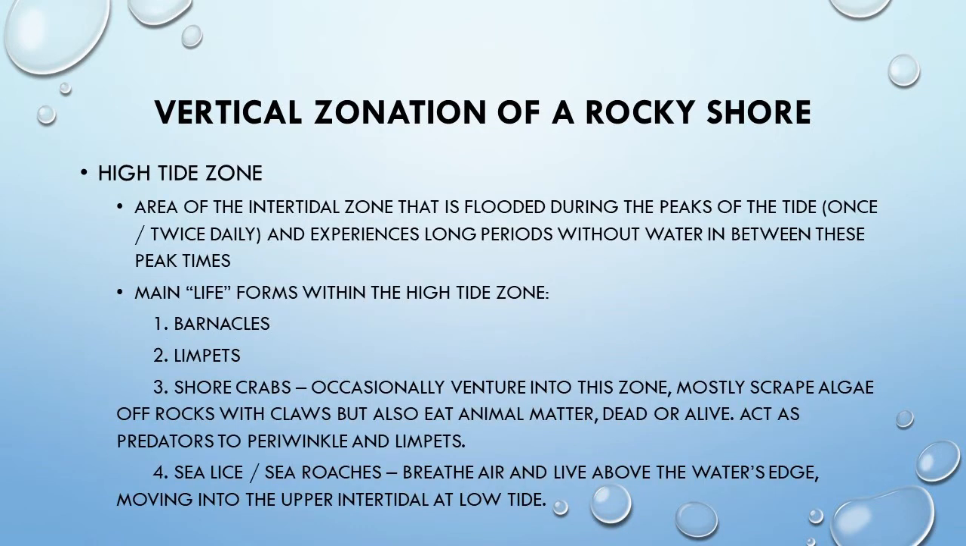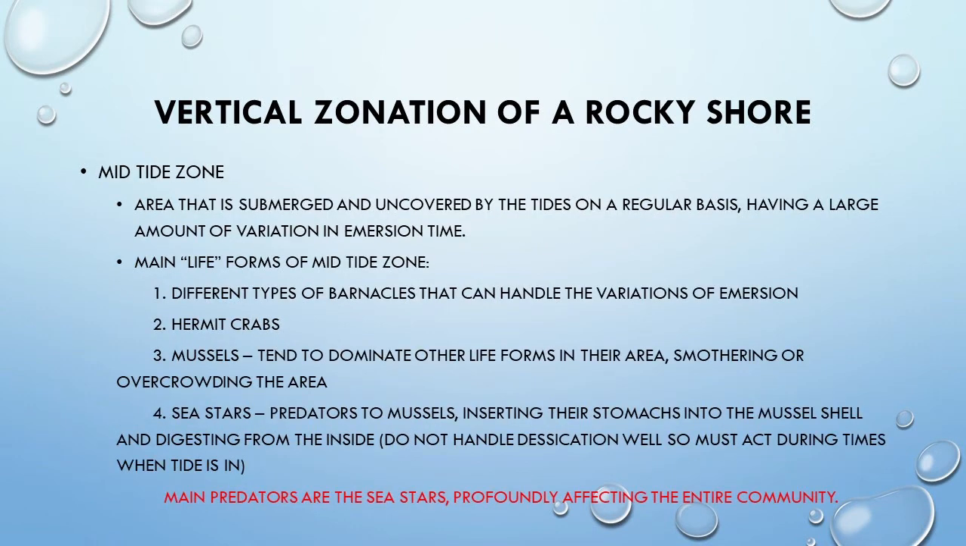The high tide zone. The high tide zone is the area of the intertidal zone that is flooded during the peaks of the tide, maybe once or twice daily, and experiences long periods without water in between these peak times. There are four main life forms within the high tide zone: the barnacles, the limpets, the shore crabs, and the sea lice or sea roaches. The shore crabs occasionally venture into this zone, mostly scraping algae off rocks with claws, but also eating animal matter, dead or alive, and act as predators to periwinkles and limpets. The sea lice or sea roaches breathe air and live above the water's edges, moving into the upper intertidal at low tide.